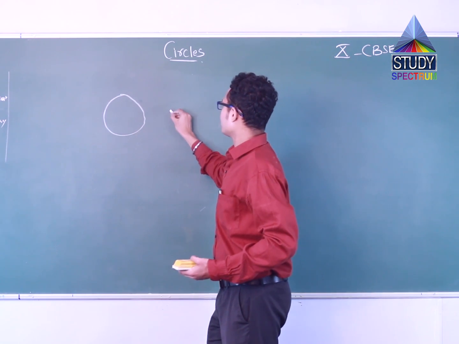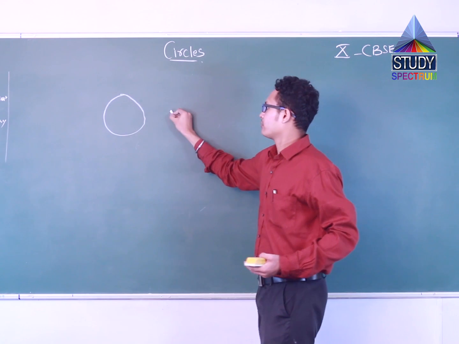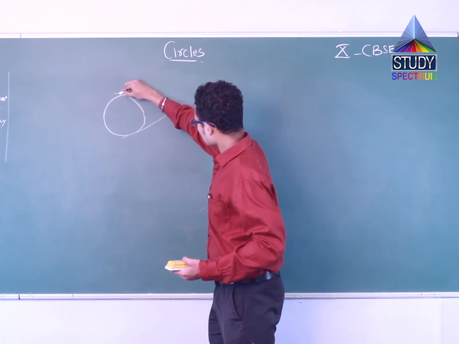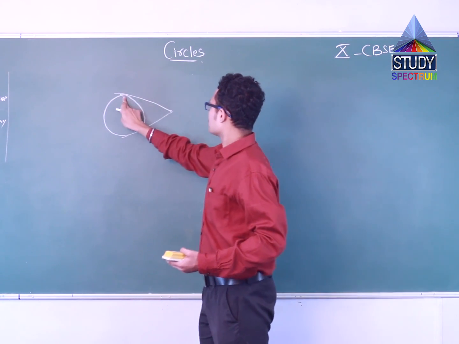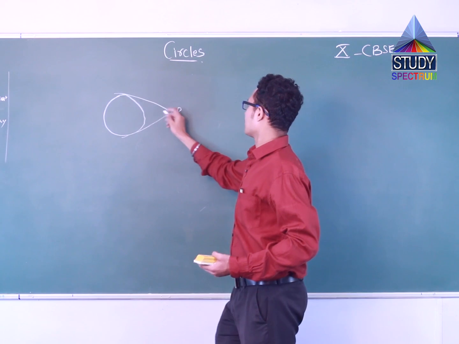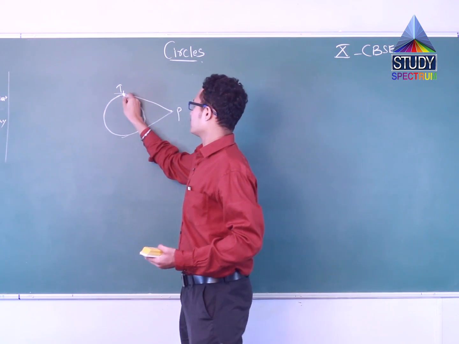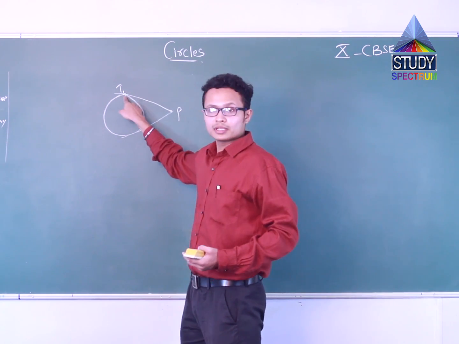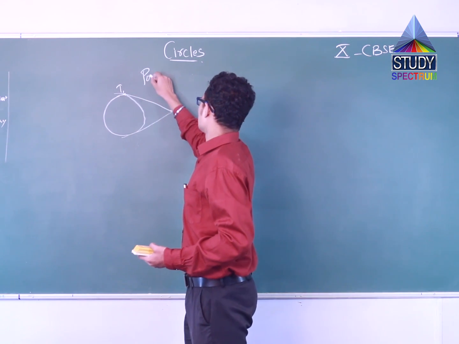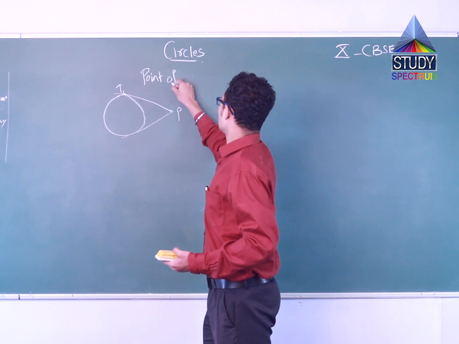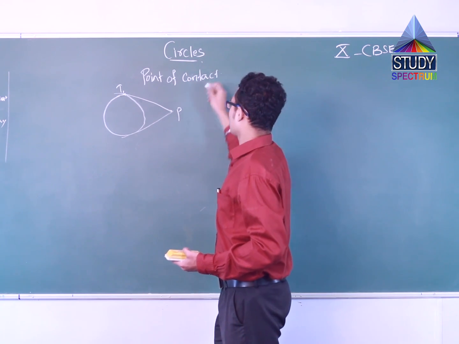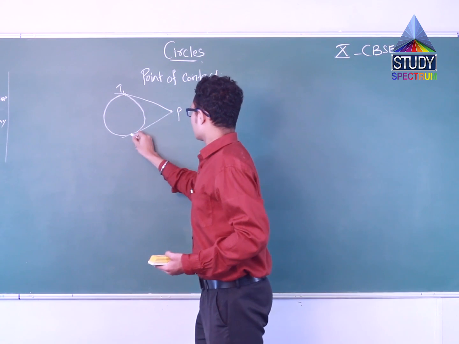Point is outside. How many tangents at maximum can you have? Just 2 tangents. If this is point P, and let me indicate this point as T1, this point T1 is called the point of contact. And this T2.